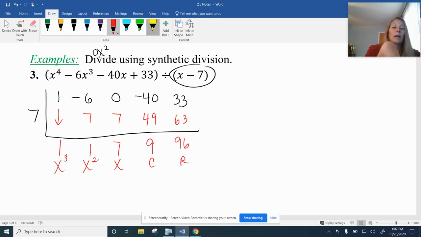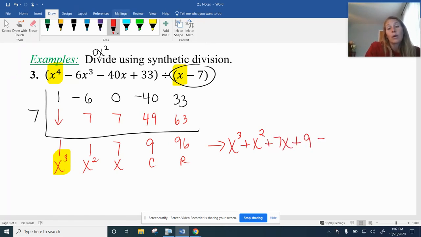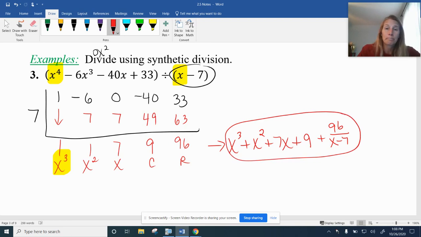cubed. Now notice this time, I ended up with an x cubed on my answer, but that makes sense because my original problem started with x to the 4th, and if I'm dividing out one of my x terms, my answer should always be one less. So the last two problems were cubic, and we divided one out, and we had x squares for our answer. So this answer then would be written as 1x cubed plus 1x squared plus 7x plus 9 plus my remainder of 96 written as a fraction over the divisor of x minus 7.